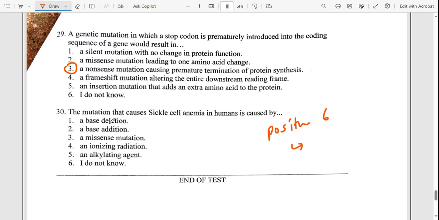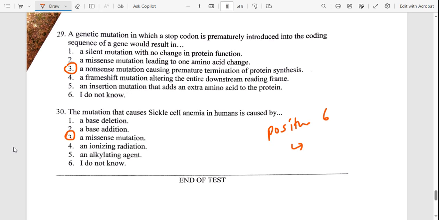So what type of mutation? A base deletion, a base addition? It's a missense mutation. Why do we call it missense? Because you substitute one base for another, and then what you end up producing is a totally different amino acid. So where there's supposed to be valine, now you have glutamate. If it was giving us the same amino acid, we call that a nonsense mutation.